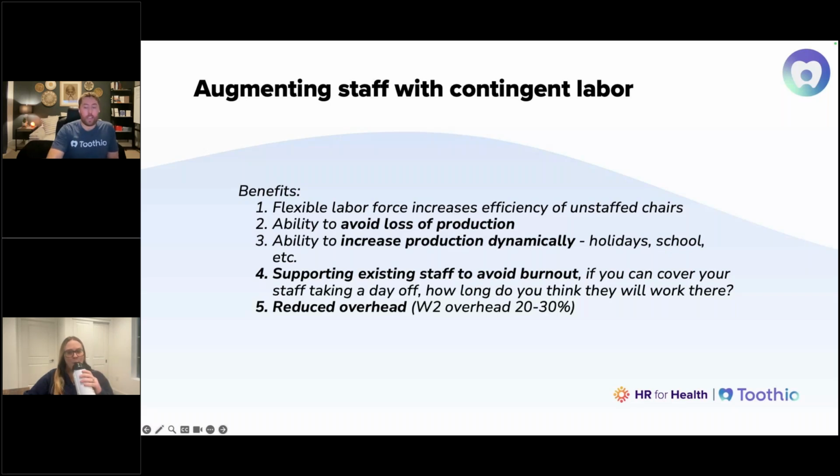And then the last thing is reducing overhead. So this is, I think, one of the other most overlooked things that you can make up for with contingent labor. Traditional W-2 overhead, when you factor in payroll taxes and insurance and sick time and everything else that comes around with that, is 20 to 30%. So whatever you're paying that hygienist or that assistant, take another 20 to 30% on top of that is really what your fully loaded cost is.